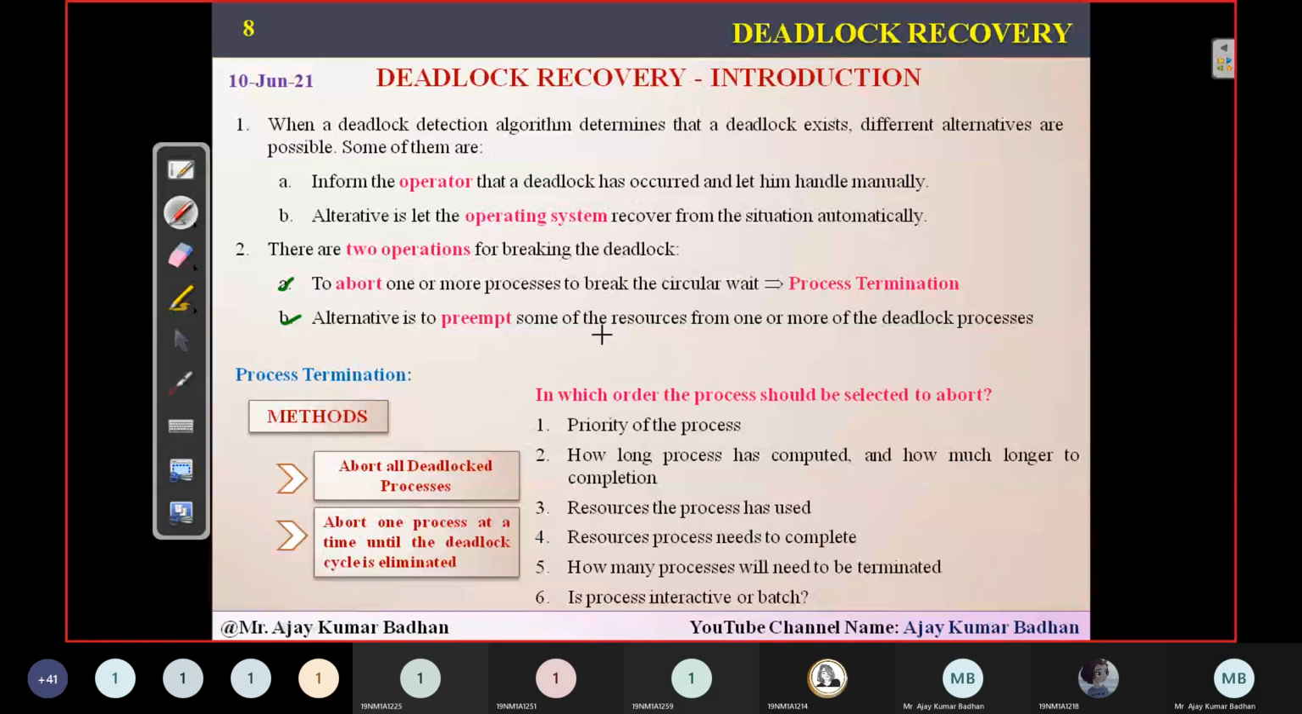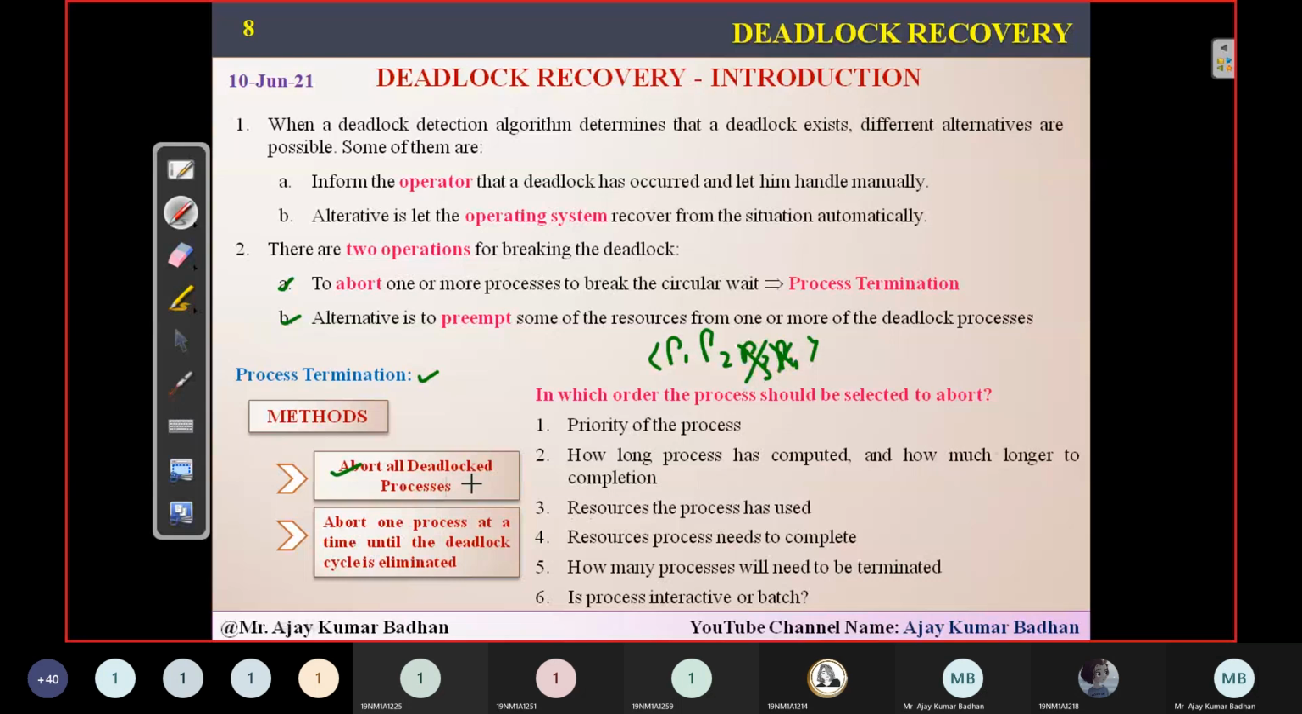Now if you talk about terminating the processes, there are two methods here. About all deadlock processes, whichever processes are there, in the previous example we had P1, P2, P3, P4, all of which are deadlocked processes. Either we can abort all the deadlocked processes, or we can abort one process at a time until the deadlock cycle is eliminated. So either we can terminate all four processes at a time, or the second method is aborting one at a time.